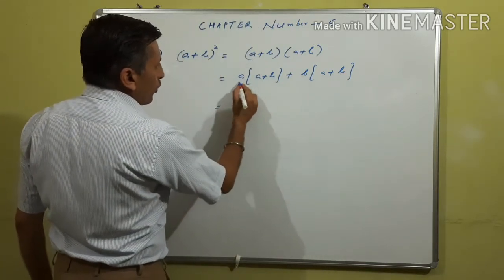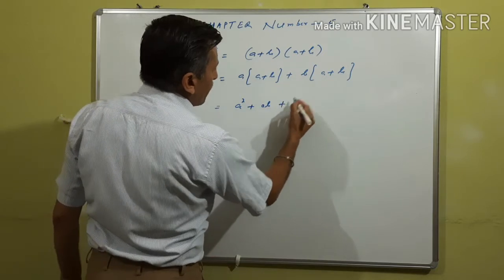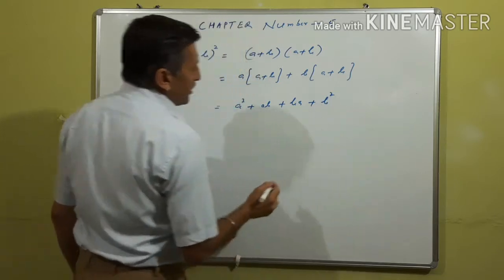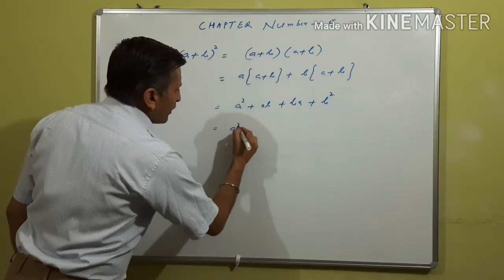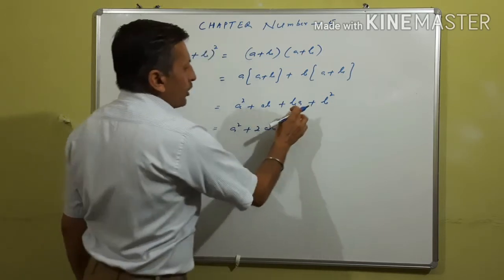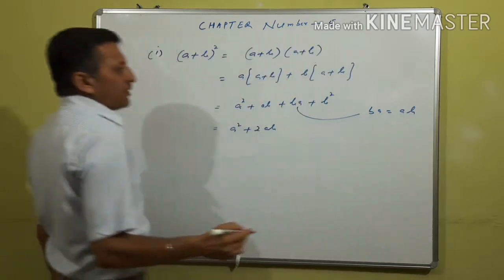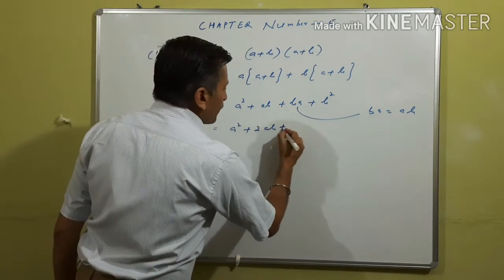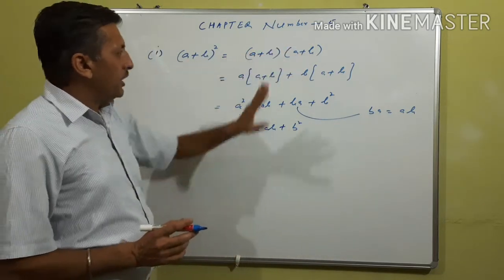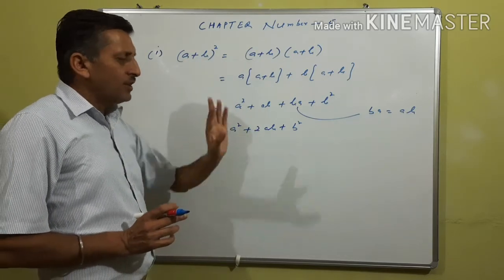After this, when the bases are the same, you can say it's a square plus ab plus ba plus b into b, that is b square. That means it is a square, and ab plus ab is equal to 2ab, because ba is always equal to ab, both are the same thing, plus b square. So instead of multiplying again and again, we learn that (a plus b) whole square is always equal to a square plus 2ab plus b square.